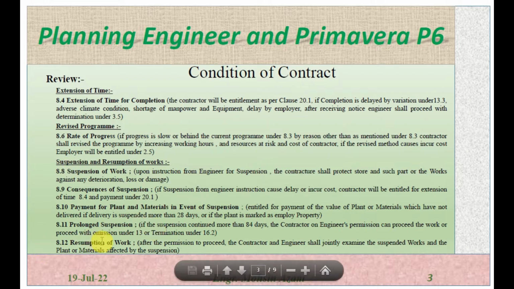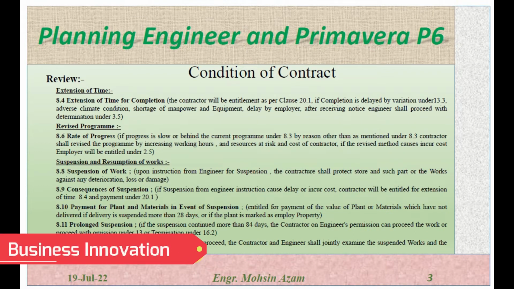8.12 is resumption of work. After permission to proceed with the work, the contractor and engineer shall jointly examine the suspended work and plant or material affected by the suspension. So after the engineer's instruction to proceed with the work, both parties have to visit the site to see all the suspended parts of the work.